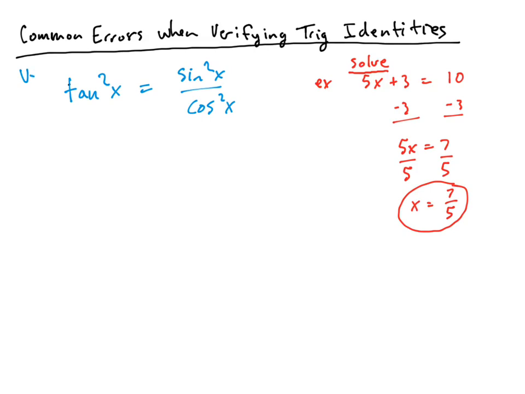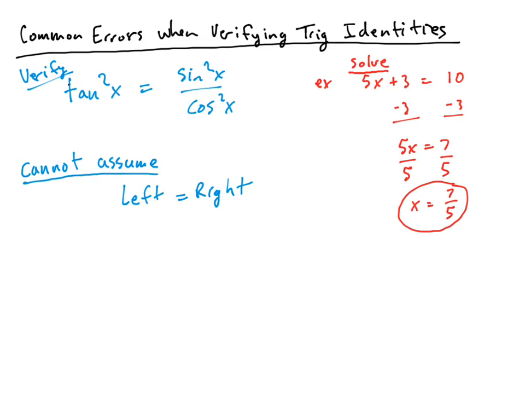So when we're verifying a trig identity, the instructions would tell us to verify. Now when we're verifying, we cannot assume that these two sides are equal. In other words, we cannot assume that the left side is equal to the right side. Because we cannot make that assumption, all of the things that we were doing when solving an equation, we can't do those. In other words, we can't perform one operation on the left-hand side and then do the same thing to the right-hand side. That is not allowed when we're verifying trig identities. So let me show you an example or two to illustrate this idea.